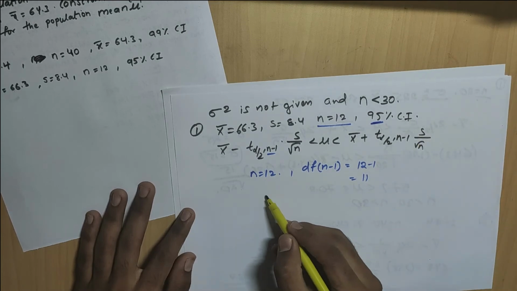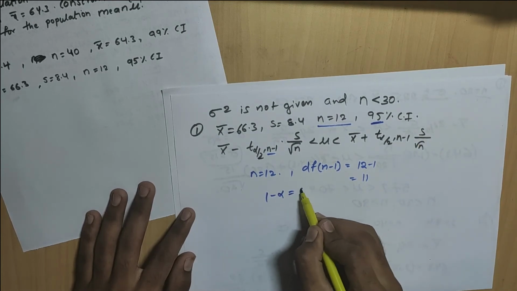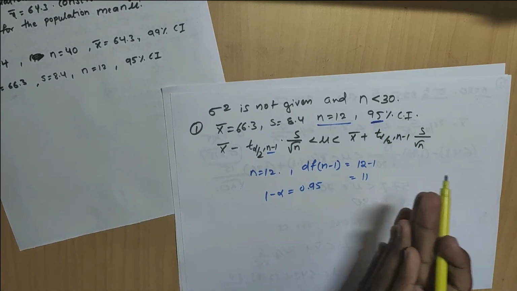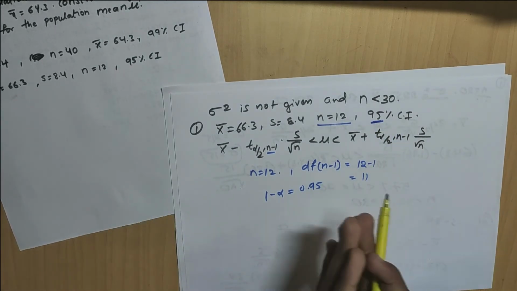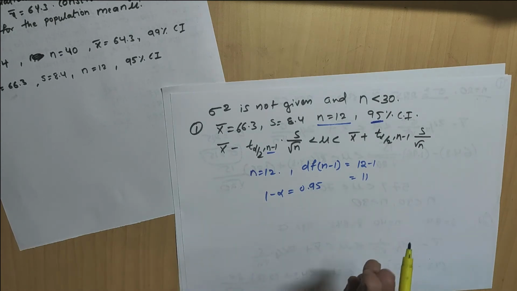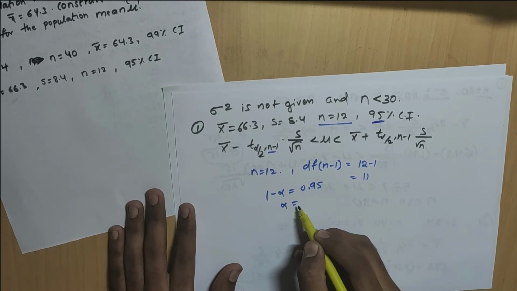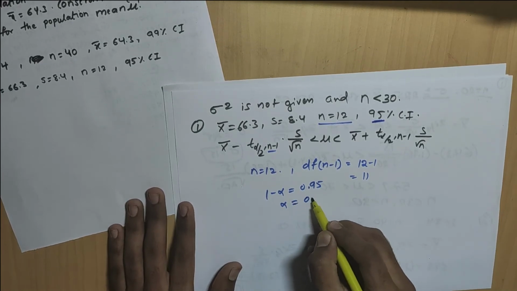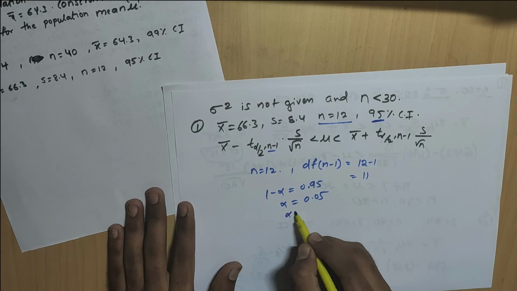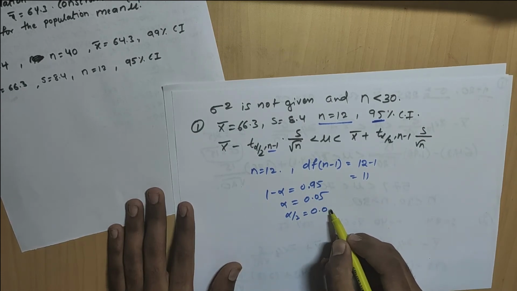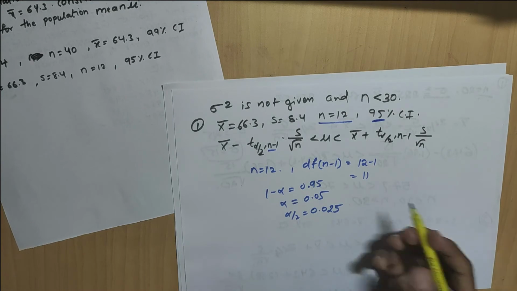So for 95% confidence, we know that 1 minus alpha is 0.95. When a higher value is given, like 90%, 99%, 98%, that is the 1 minus alpha. So 1 minus alpha is equal to 0.95, which gives alpha as 0.05, and alpha by 2 is 0.025.